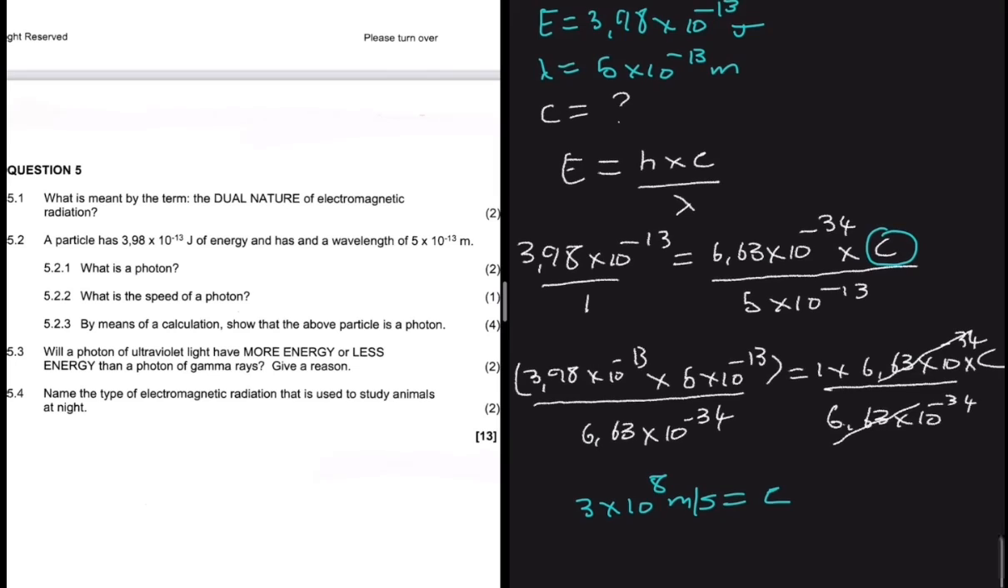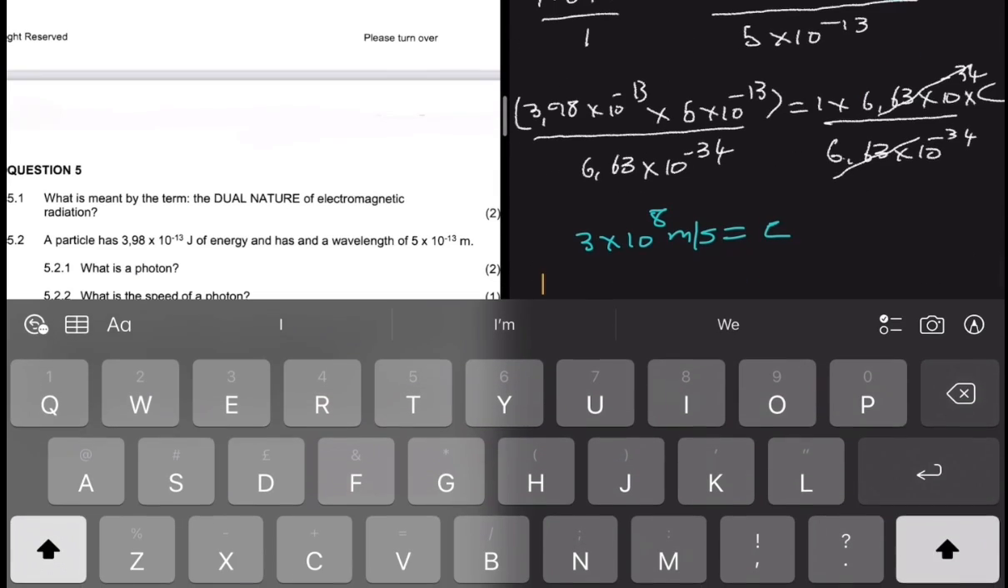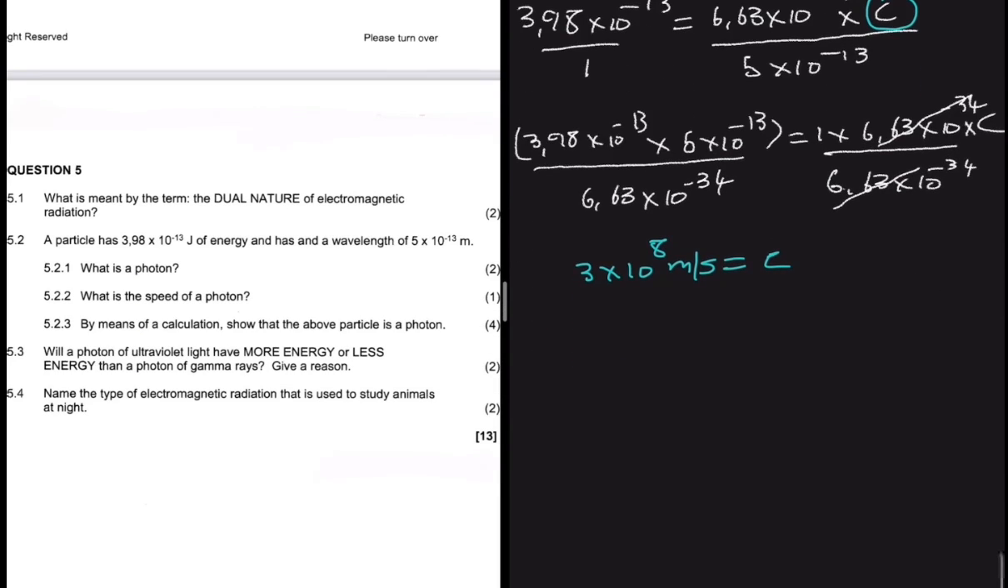Let's move to 5.3 and see what we can do here. So we have 5.3, which is saying, will a photon of ultraviolet light have more energy or less energy than a photon of gamma rays? Let's give a reason. So a photon of ultraviolet light will definitely have less energy, right, compared to gamma rays. We know that gamma rays have the most energy, I think, followed by X-ray and so on. So ultraviolet will have less energy compared to gamma rays. And they're saying we must give a reason, right?